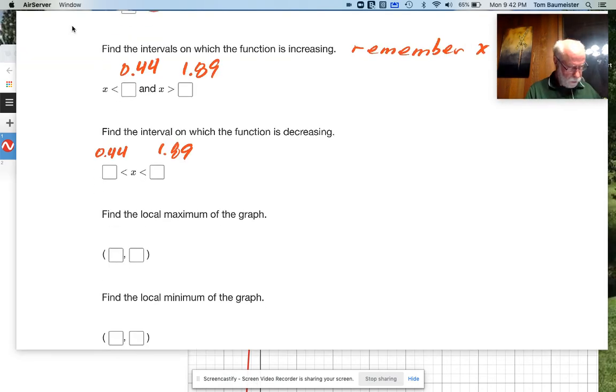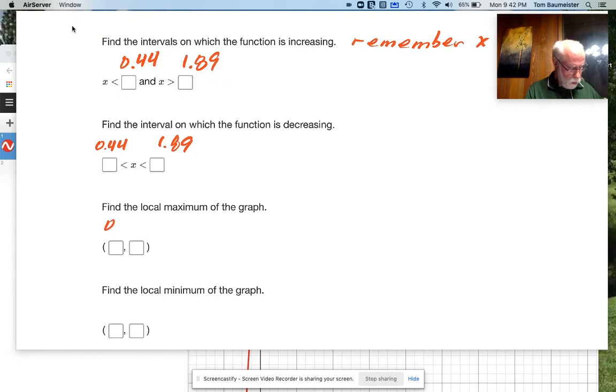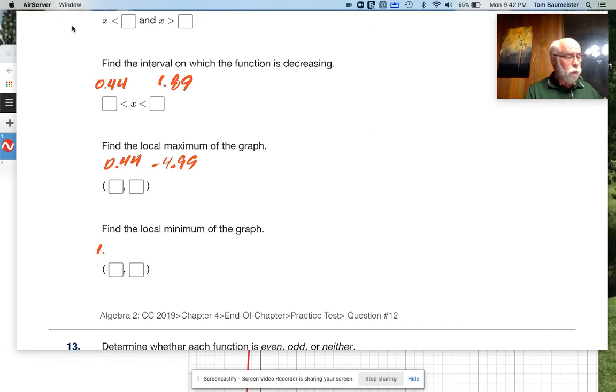All right, so I just told you that. So it's going to be 0.44 and negative 4.99. And then we're going to have 1.89 and negative 8.05.